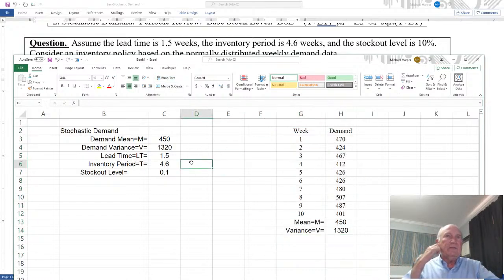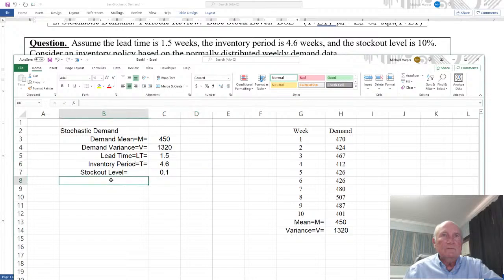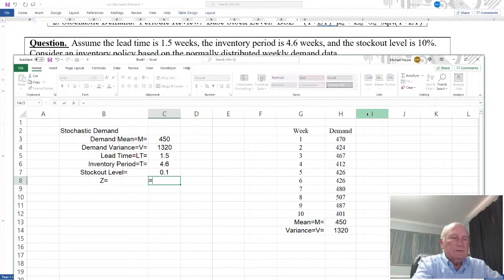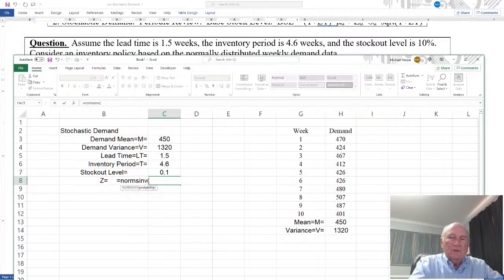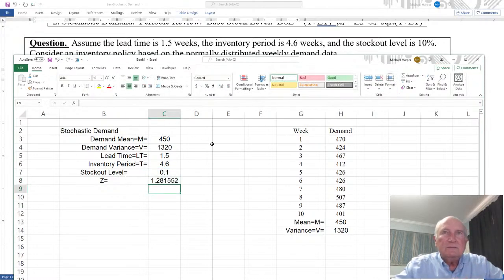Now then, the first thing we want to do is get our z value. That equals the standard normal inverse of 1 minus our stockout level, which would be our service level. And this is approximately 1.282, and there it is again.